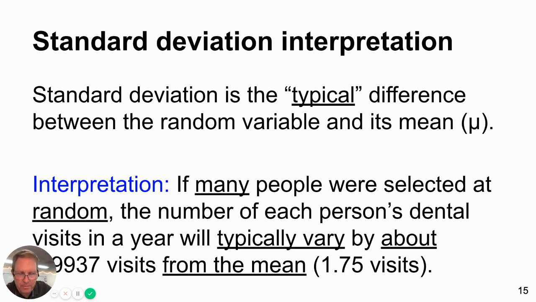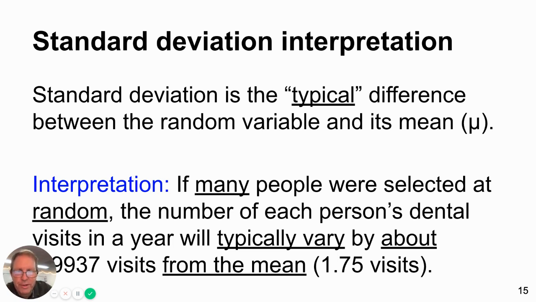How do we interpret it? Standard deviation is the typical difference between the random variable and its mean. Here's the interpretation. If many, many people were selected at random, the number of each person's dental visits in a year will typically vary by about 0.9937 visits from the mean 1.75 visits. Each of those underlined words is critical to your answer and part of the grading rubric.